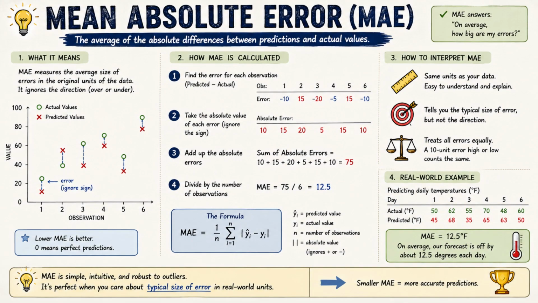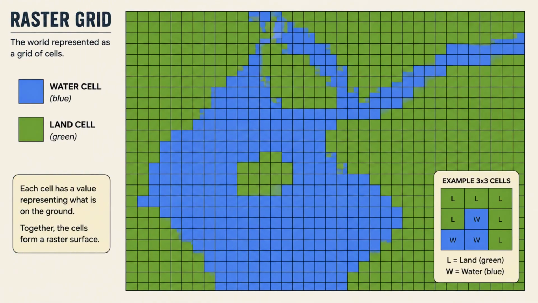But what happens when we aren't measuring distances? What if we are running an image classification? Let's say we program an algorithm to look at satellite imagery and identify all the pixels that represent water and all the pixels that represent forest. How do we calculate the error of a categorical classification?